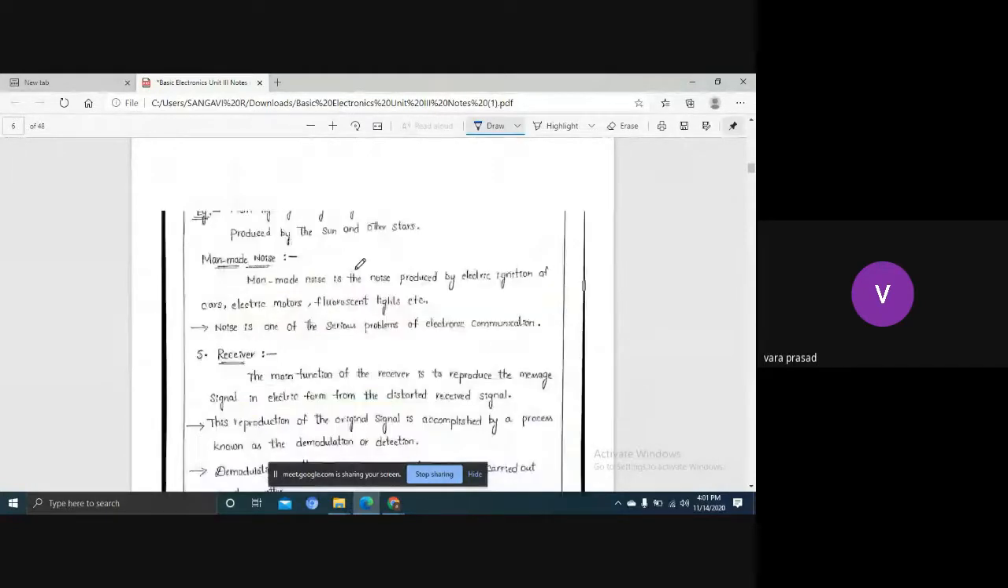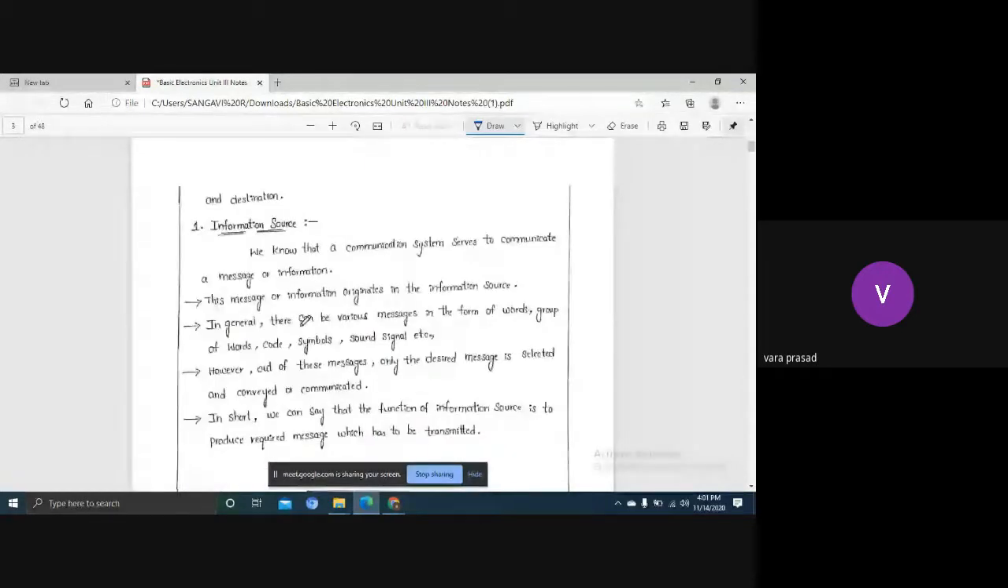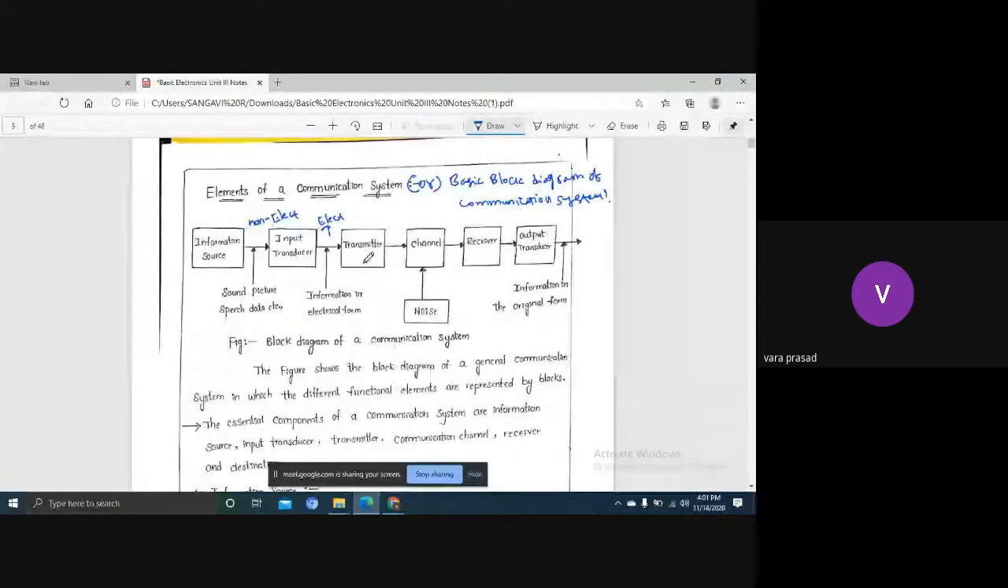I will show the block diagram. In the transmitter, the message signal has to be superimposed with the carrier signal, a high frequency signal. That process we call modulation. Is it correct or not?